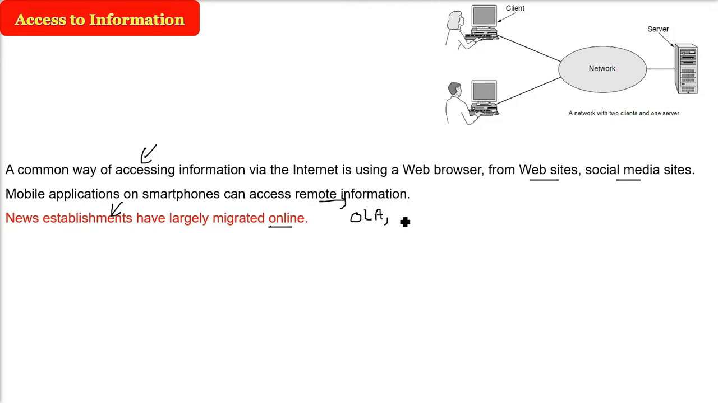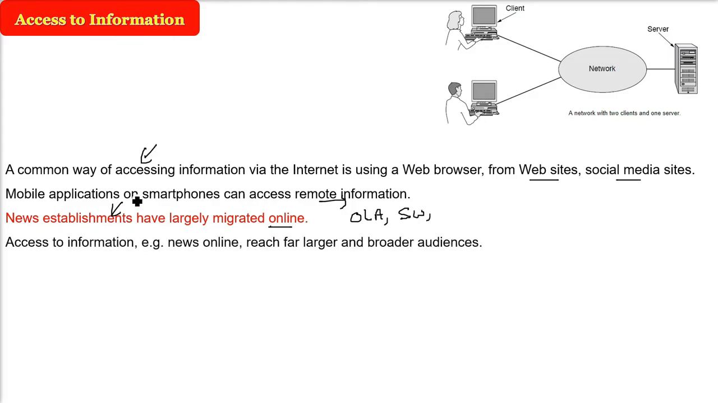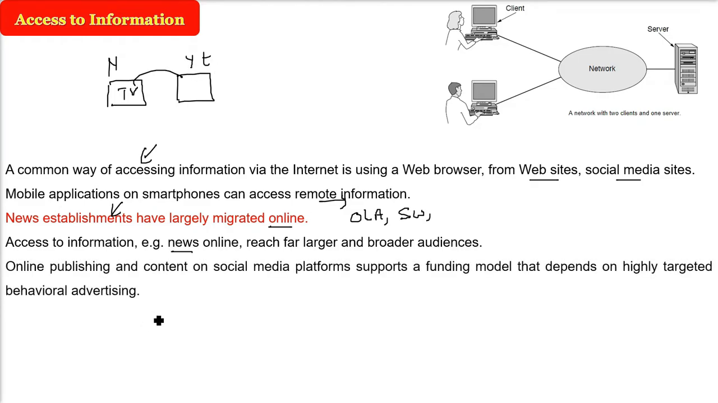Now if you want to book some food, get some food on your doorstep, you'll use Food Panda or Swiggy. Even the information, which is very important, the news, as the news has become online, it has gone to various, larger and broader audiences. Now you see news on the television, but more news is on the internet, on YouTube.